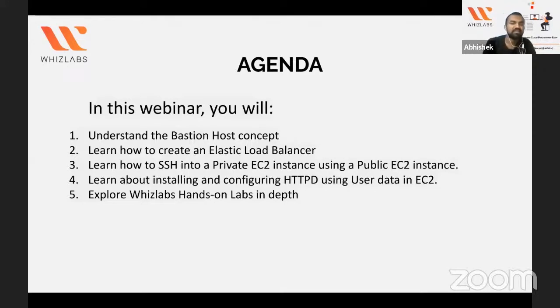We will see how to SSH into a private EC2 instance using a public EC2 instance, because private EC2 instances don't have a public IP, so you cannot SSH directly. You need to go through the public instances. We will understand how to install and configure HTTPD, that is Apache, using user data in EC2, and also we will understand the Whizlabs hands-on lab in depth.